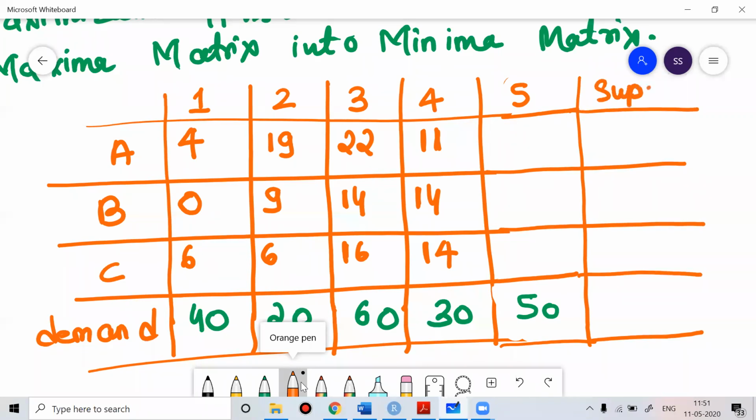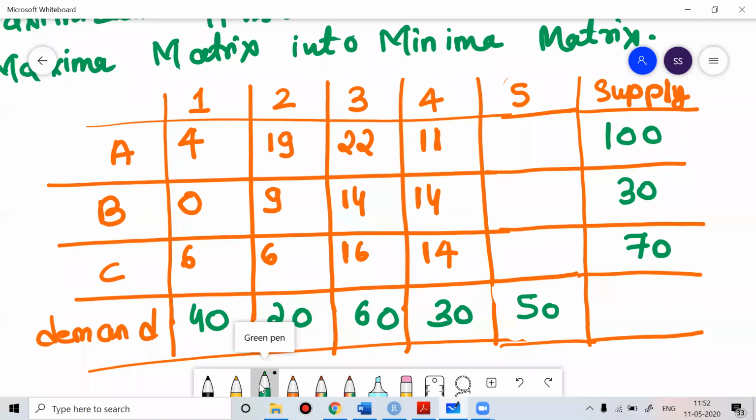Now there is no change in total supply. Total supply was 100, 30, 70, that is 200. And this dummy column I added has the value 0. The purpose of adding this dummy column is just to make this problem a balanced transportation problem. Now we have removed both the errors.